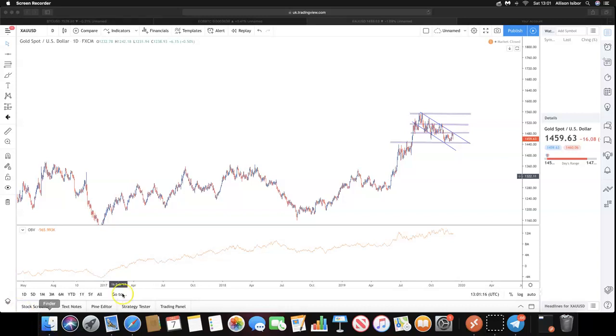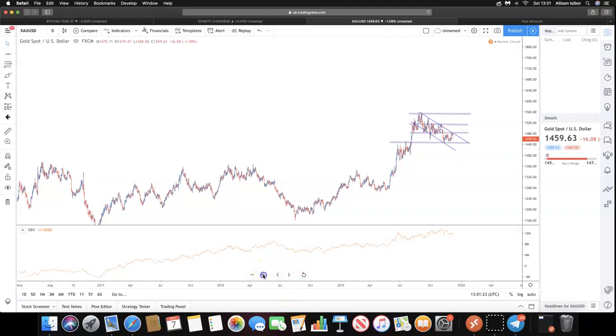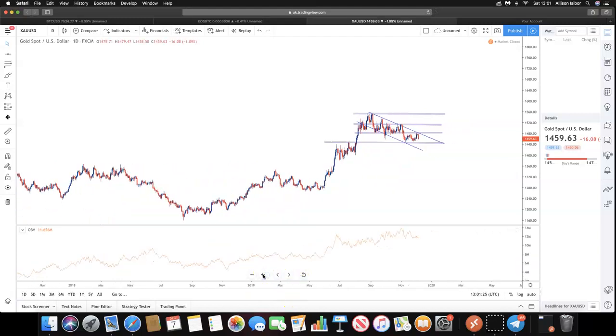Okay, so I'm going to use gold today just to show you how you're going to be able to trade support and resistance, and ultimately keep your trading very, very simple. You want to be able to find areas where there's going to be a reaction in the market just using support and resistance.